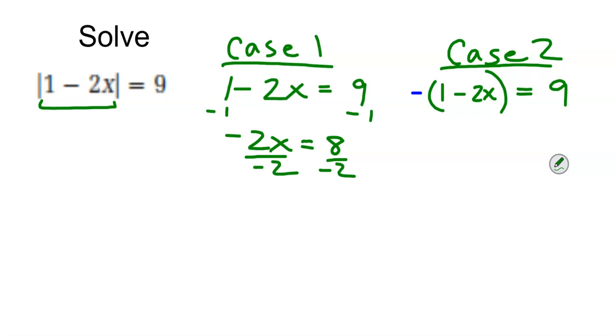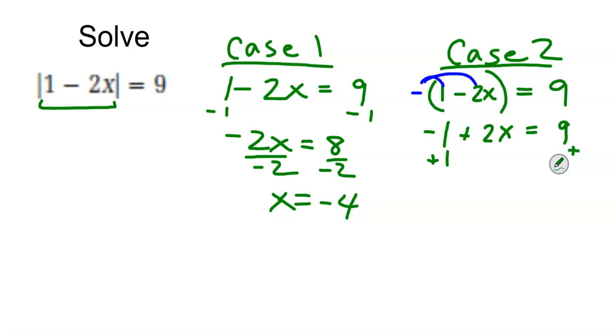Divide out the negative 2, so we get x equals negative 4 for one of my answers. On the other side, we're going to have to distribute that negative into the brackets to make sure it hits both parts. And then we're going to add that 1 over. So we have 2x equals 10. I'm going to divide out that 2, so x equals 5.